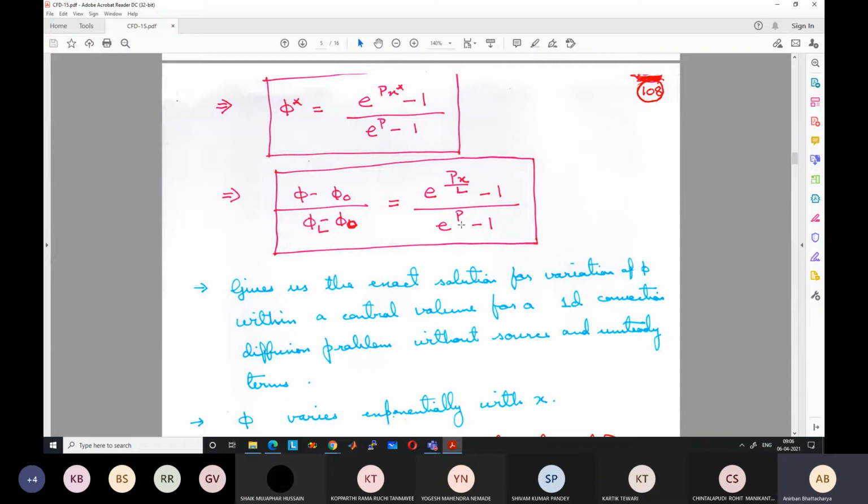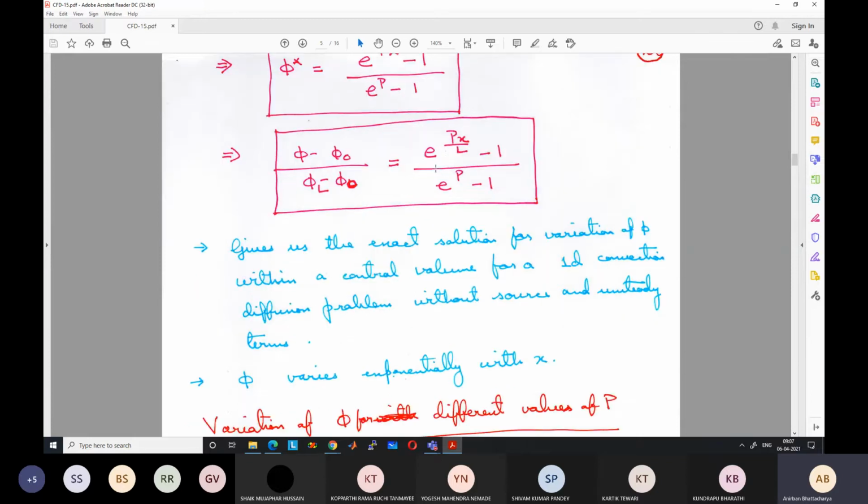The Peclet number, just to remind you, is the ratio of advective strength F by diffusive strength D, where advective strength is rho u and diffusive strength is gamma by L or gamma by delta x. So rho u L by gamma. This is the definition of Peclet number. This variation we found is an exponential variation. It's not correct to say similar to an exponential; it is an exponential variation.